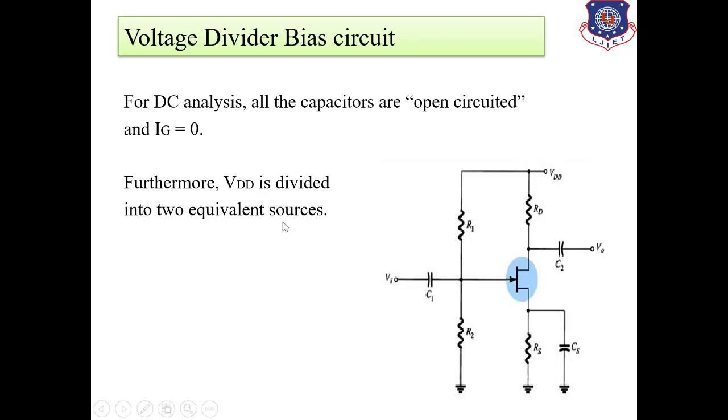VDD is divided into two equivalent sources. This is VDD. Input signal will be applied to the gate and output signal will be taken from the drain through the C1 and C2 capacitors. Here C1 and C2 are only coupling capacitors for coupling AC signals. Whenever we use this JFET as an amplifier, at that time C1 and C2 are used as coupling capacitors.